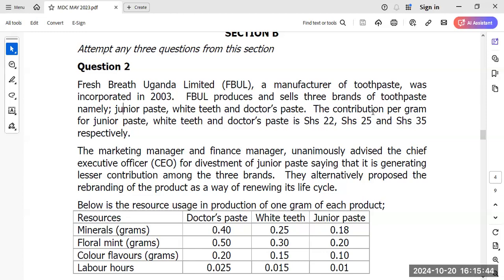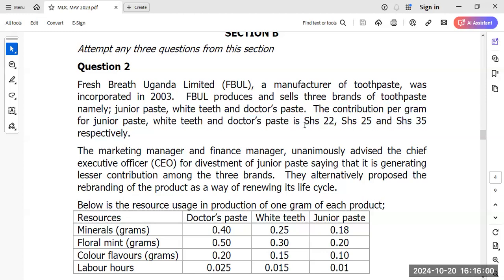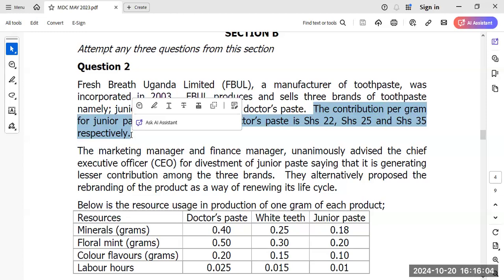The contribution per gram. You need to know that every time they talk about contribution, they are helping you to formulate the objective function. This is where you are going to formulate your objective function from. Remember, we can formulate the objective function based on maybe the cost, based on contribution, based on the profit. It always depends on the question.